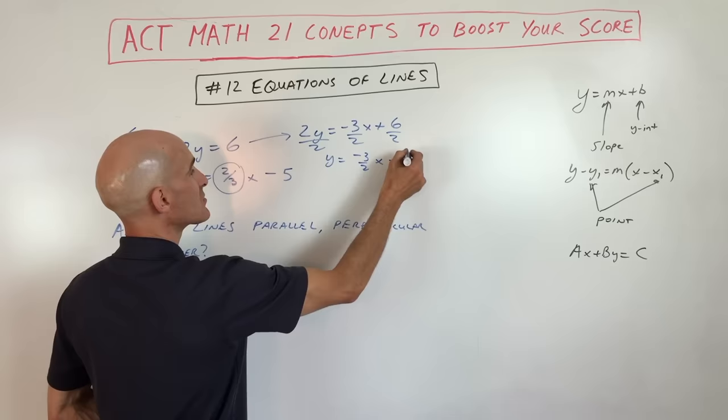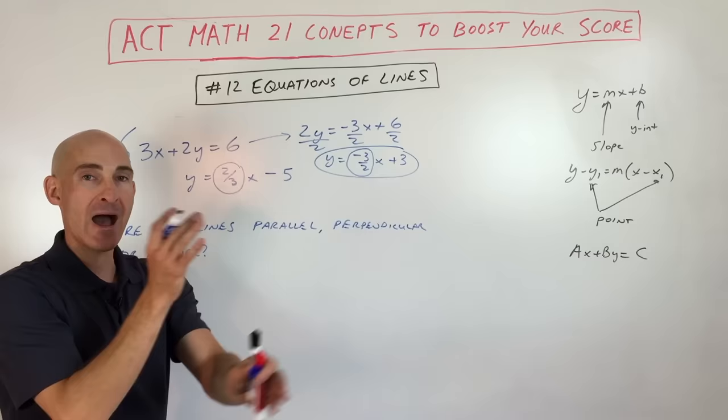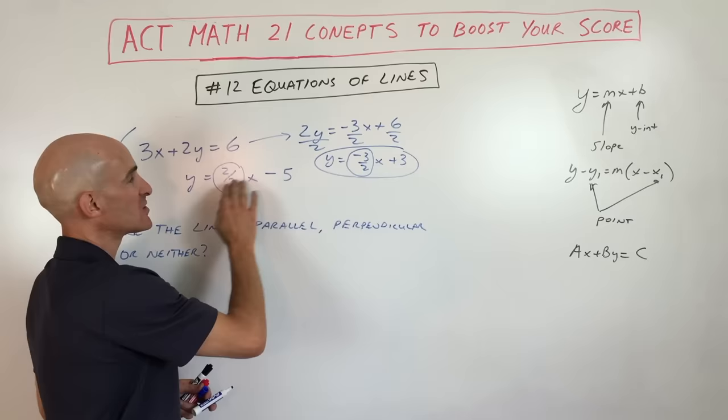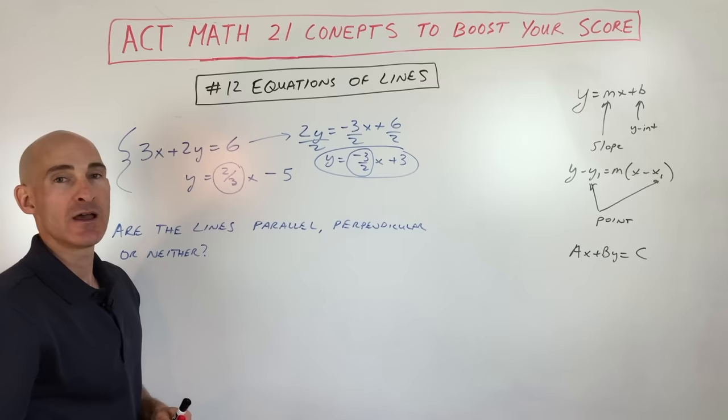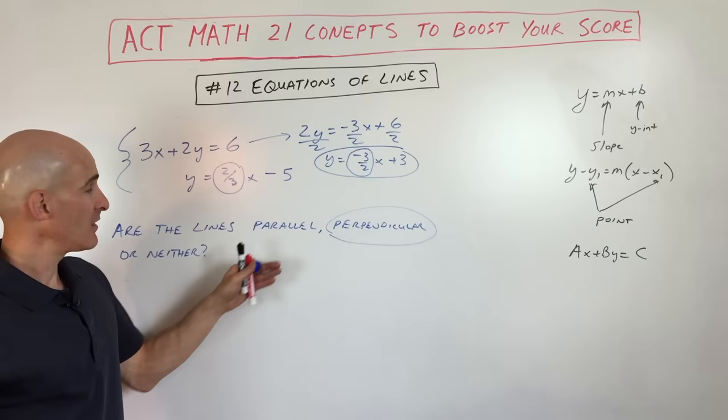Okay, now we're going to analyze this. This line has a slope of 2/3. This line has a slope of negative 3 halves. When the slopes are opposite reciprocals of each other, meaning they're the opposite sign, one's positive, one's negative, and you take the fraction and flip it over, that means they're reciprocals of one another. If they're both opposite signs and reciprocals of each other, then the lines are perpendicular. If they have the same slope, then the lines are parallel, and if it's neither, then of course it's neither.